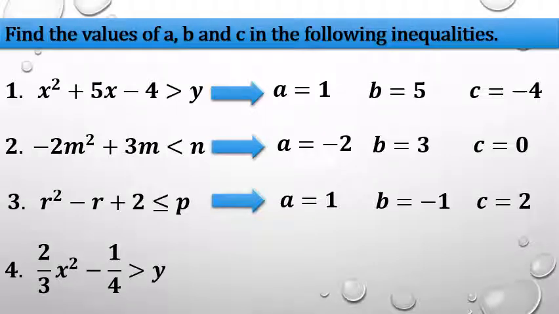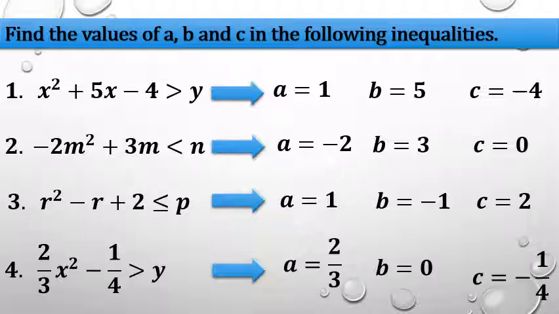For number 4, 2/3 x squared minus 1/4 is greater than y. A equals 2/3, B equals 0, C equals -1/4.